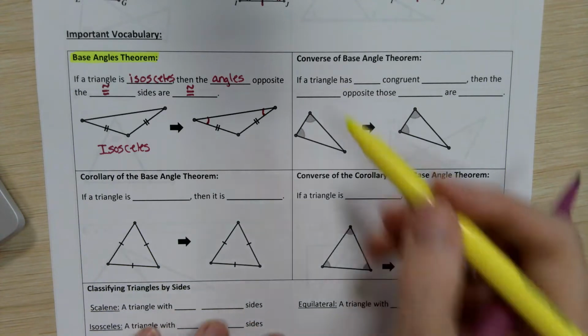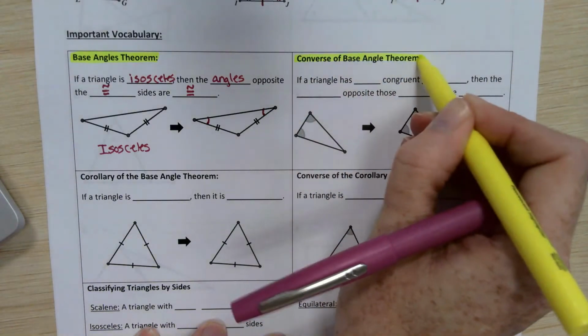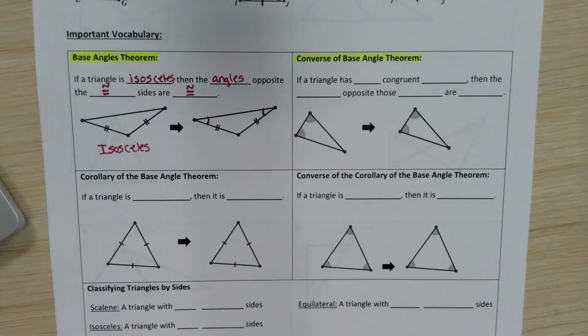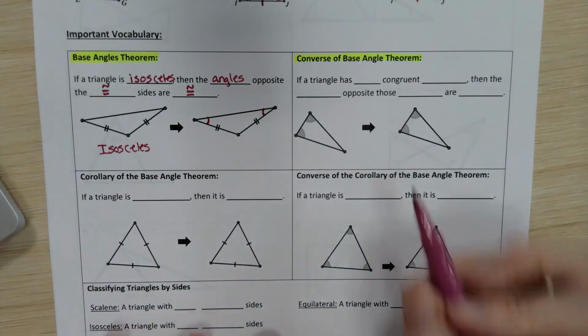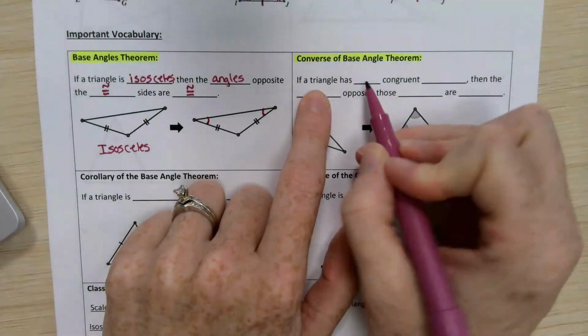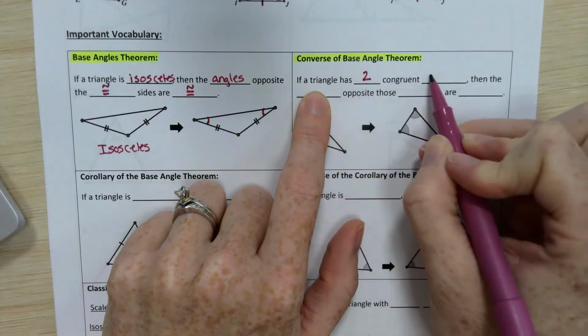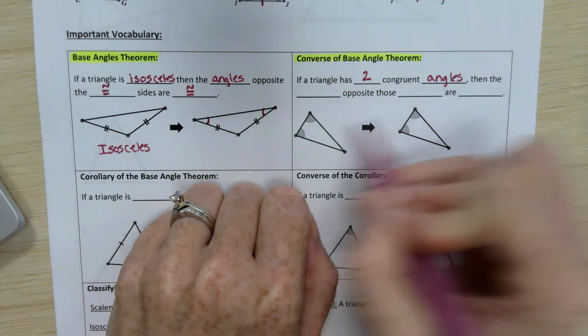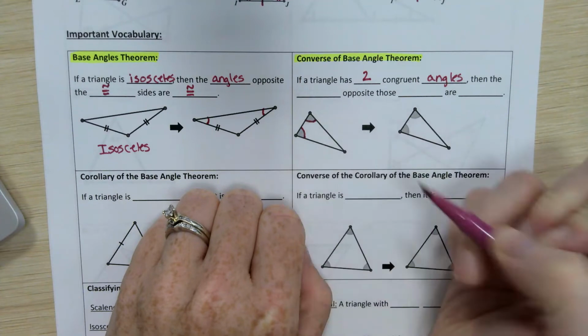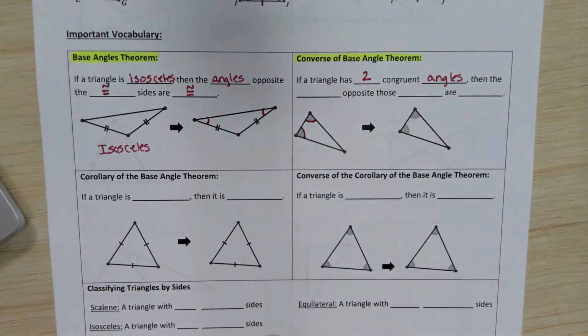The next idea is called the converse of the base angles theorem, which just means that we flip the two parts of that sentence. So we're going to start with a triangle that has two congruent angles. We can see that pictured right here. So we start with those angles.